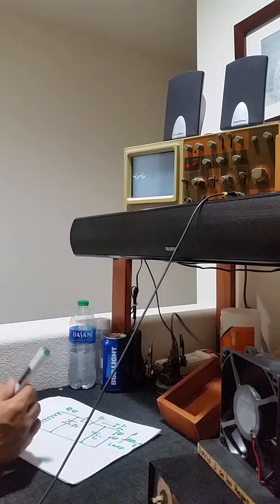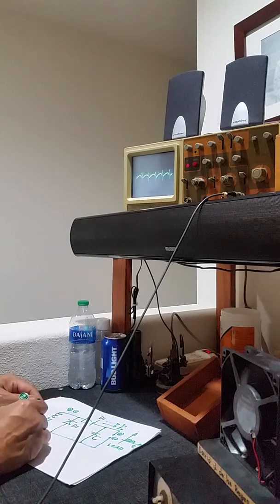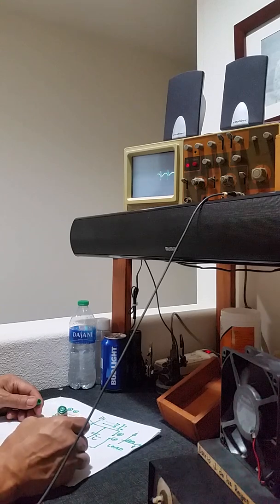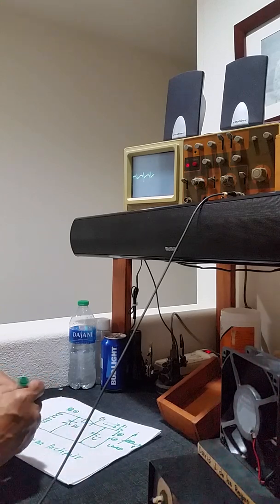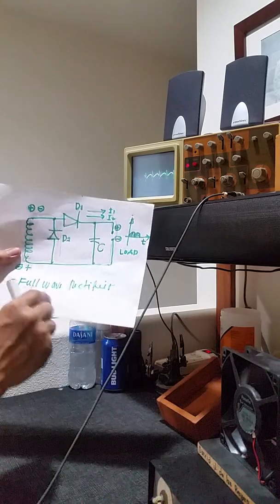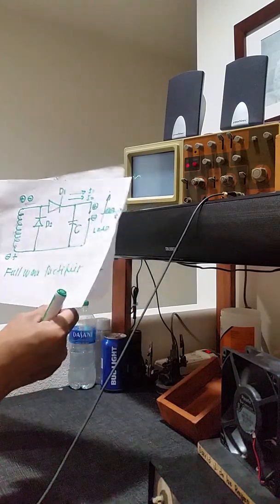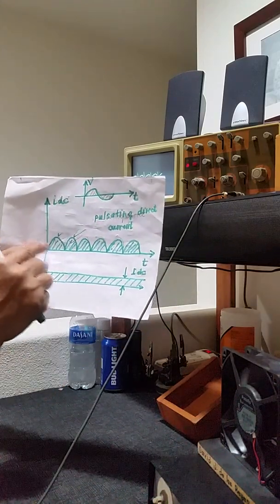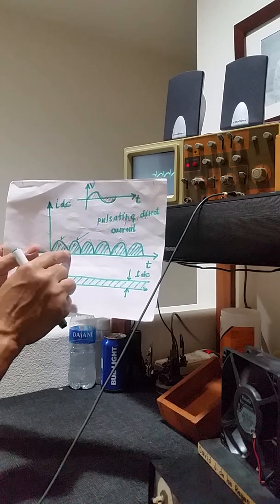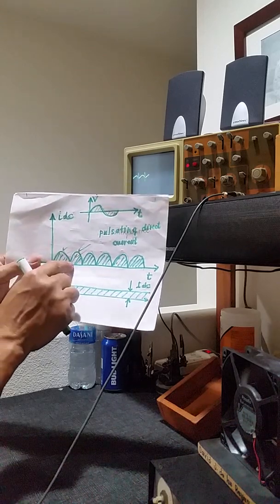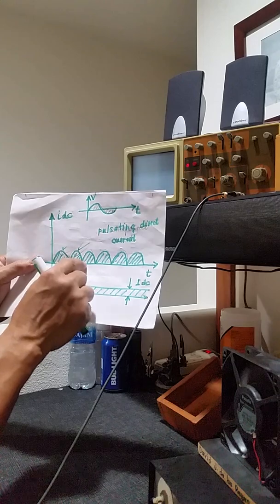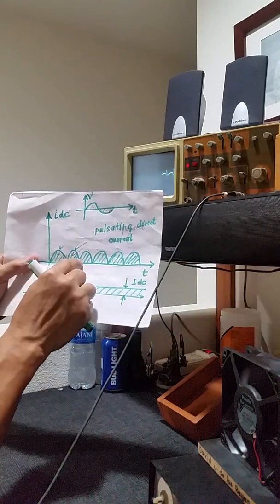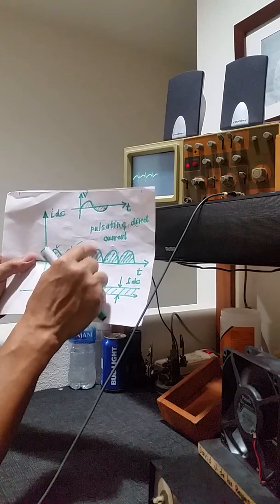This is actually a full wave rectifier, because for both the positive and negative alternation, there is an output. This is for the positive alternation. This is the output current. For the negative alternation, this is the output current. Again, as it repeats the process, this is again the alternation, and then this is again the alternation.